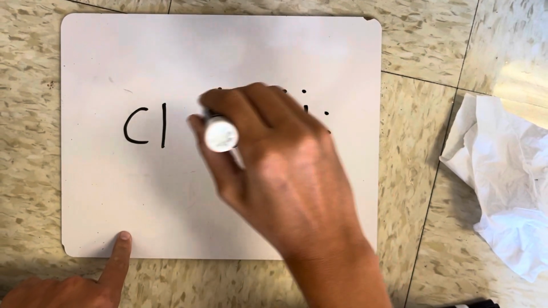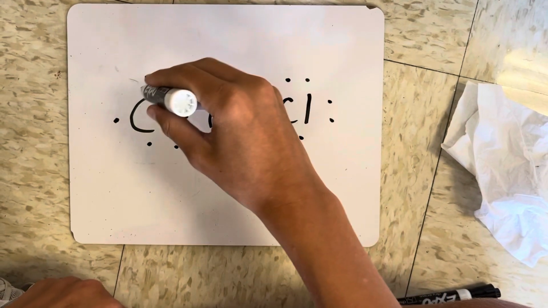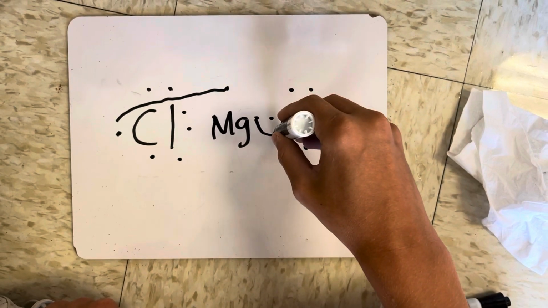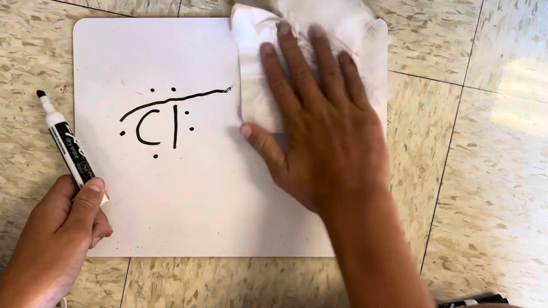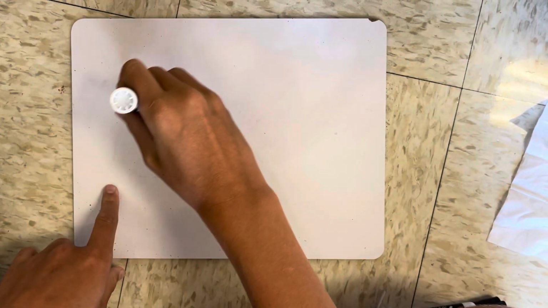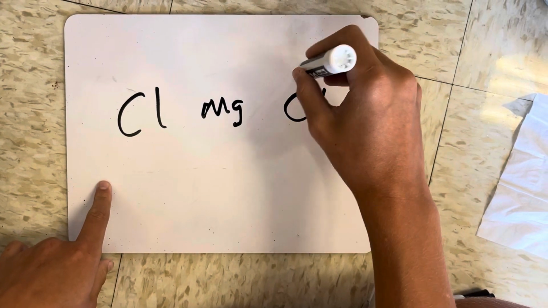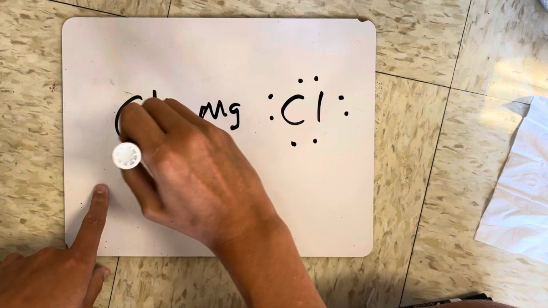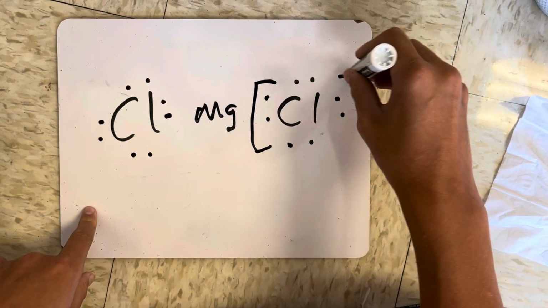So let's redraw it here. So we need to make sure that chlorine has access to 8 dots. So we'll transfer this over here and this over here. So basically, this is the final equation for it. The chlorine and magnesium and chlorine. We draw all 8 dots because we just transferred them over to chlorine. And we put brackets around them to protect it.